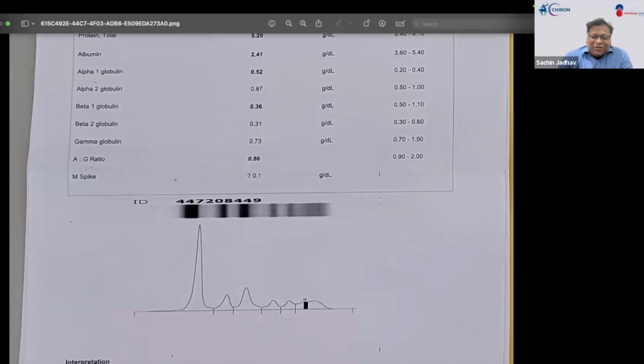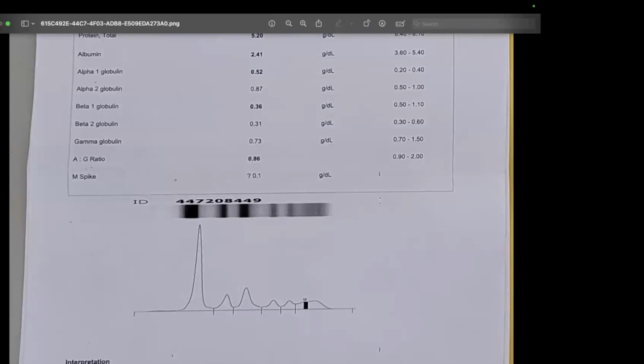See, beta 2 microglobulin is a very curious protein. It increases in myeloma because the kidney is affected. Normally in my blood, beta 2 microglobulin goes out in the urine. But if my kidneys are damaged by whatever, the beta 2 microglobulin will increase. That's all. So beta 2 microglobulin in myeloma is a marker of end organ damage. It is not a marker of the disease per se. Okay.